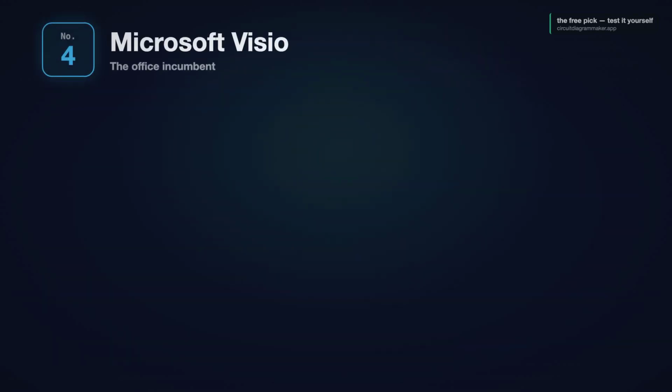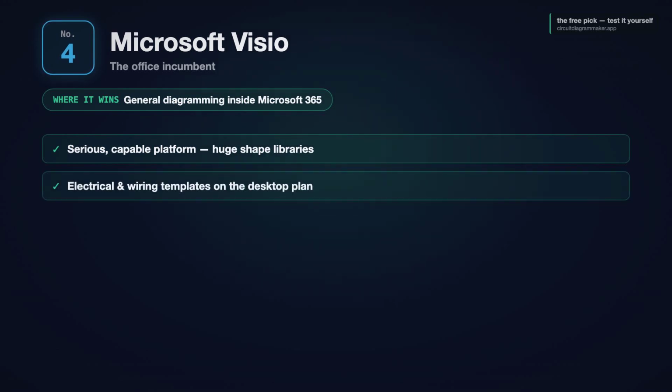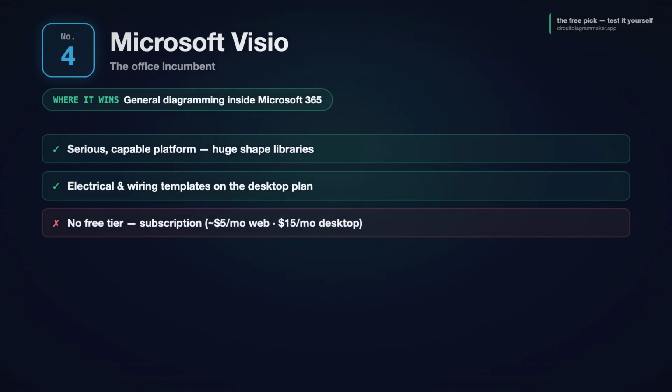Number 4. Microsoft Visio. Visio is the Office incumbent, and credit where it is due. It is a serious, capable diagramming platform. Huge shape libraries, deep Microsoft 365 integration, and the desktop plan does include electrical and wiring templates. The catch is the model. There is no free tier at all.